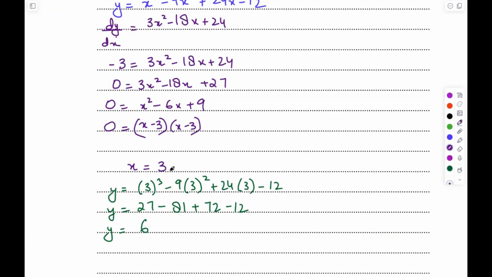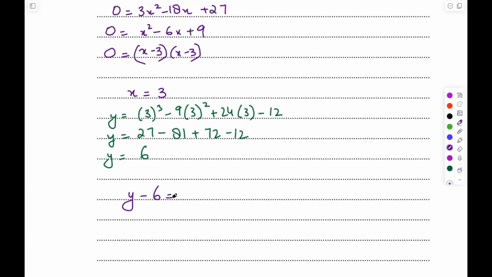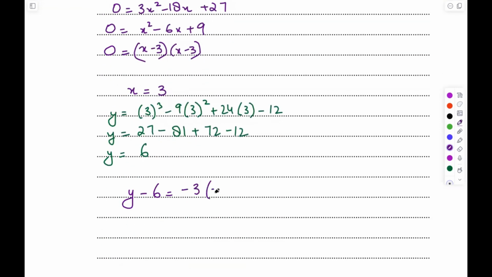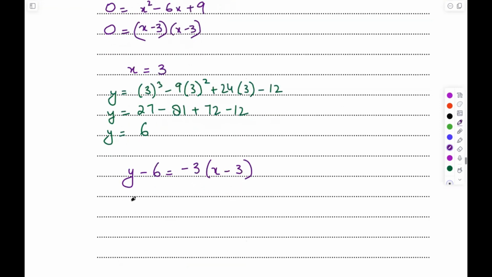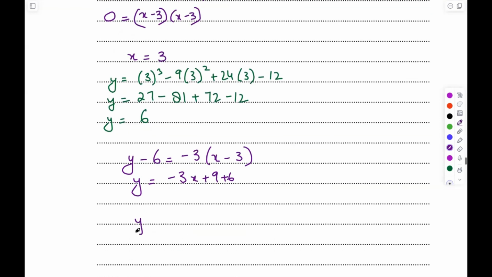We have the x coordinate, and the gradient is minus 3. So the equation of the tangent will be y minus y1, which is 6, equals m, which was minus 3, into x minus x1, which was 3. Simplifying this, we'll get y equals minus 3x plus 9 plus 6. So the equation of the tangent, we can finally write as y equals minus 3x plus 15.